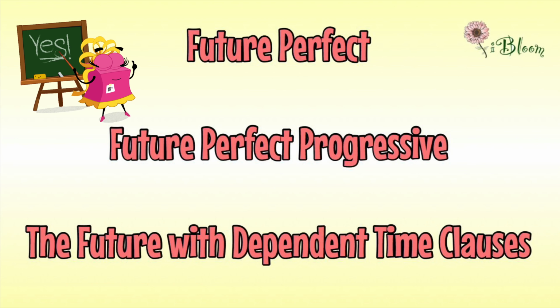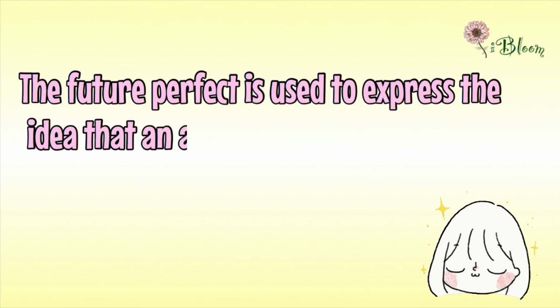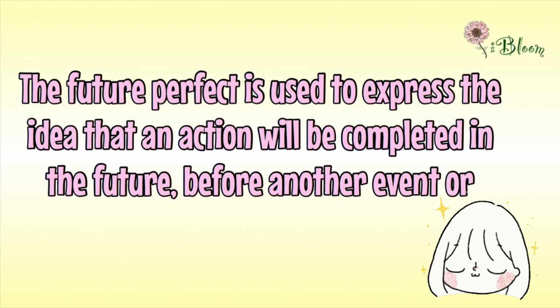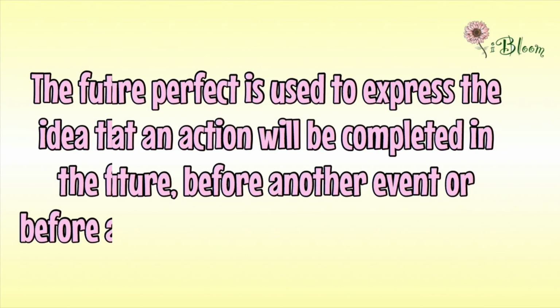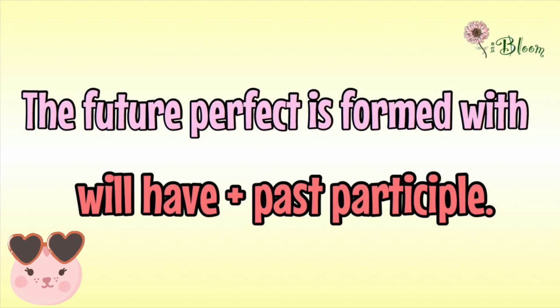In this lesson, we will cover future perfect progressive, and the future with dependent clauses. Future perfect. The future perfect is used to express the idea that an action will be completed in the future before another event or before another specific time in the future. The future perfect is formed with will have plus past participle.